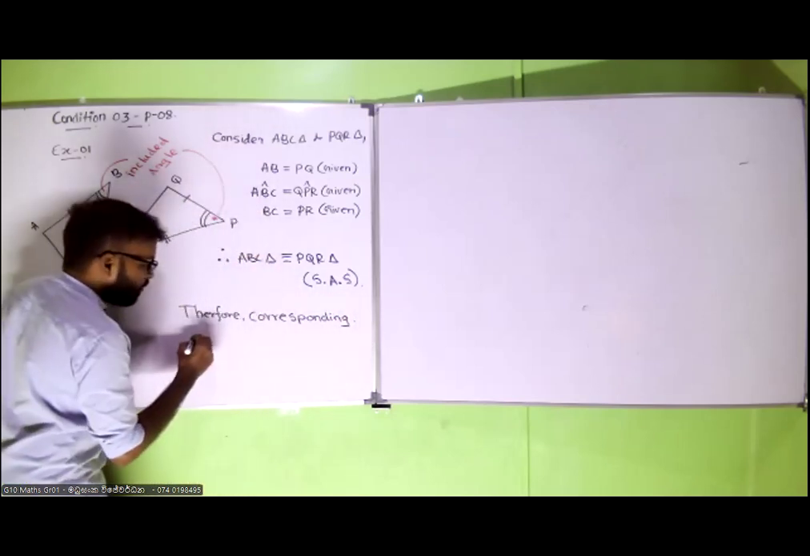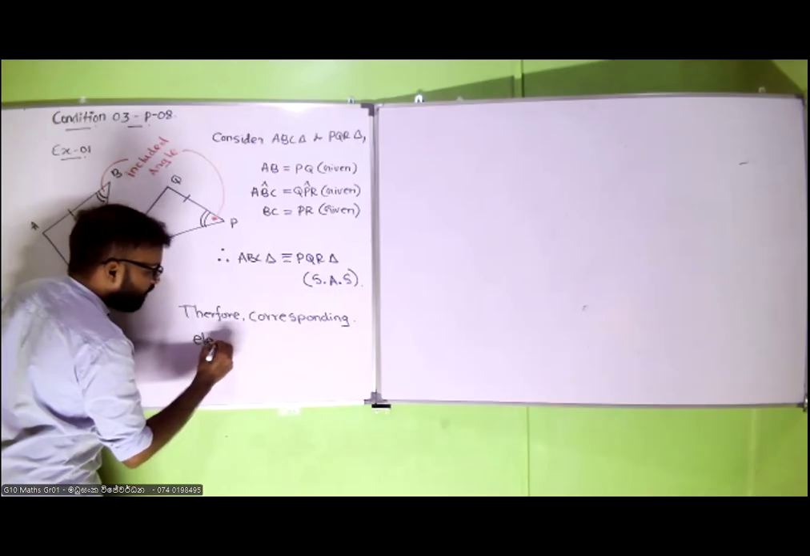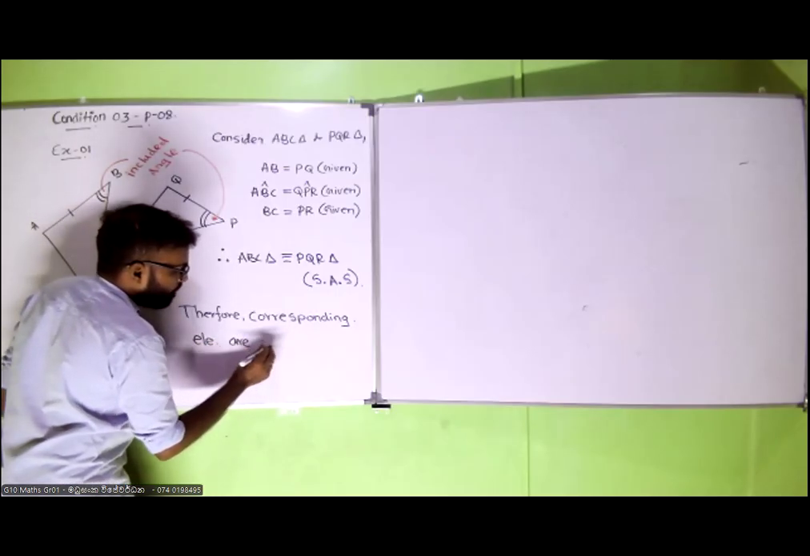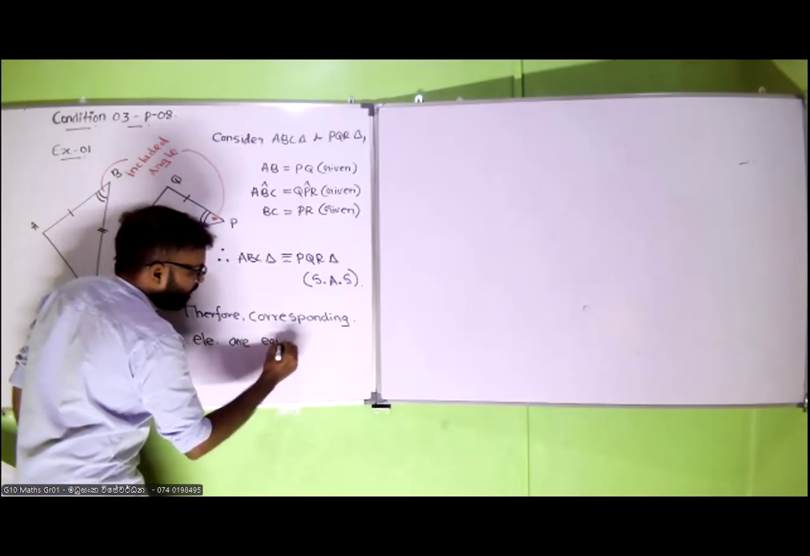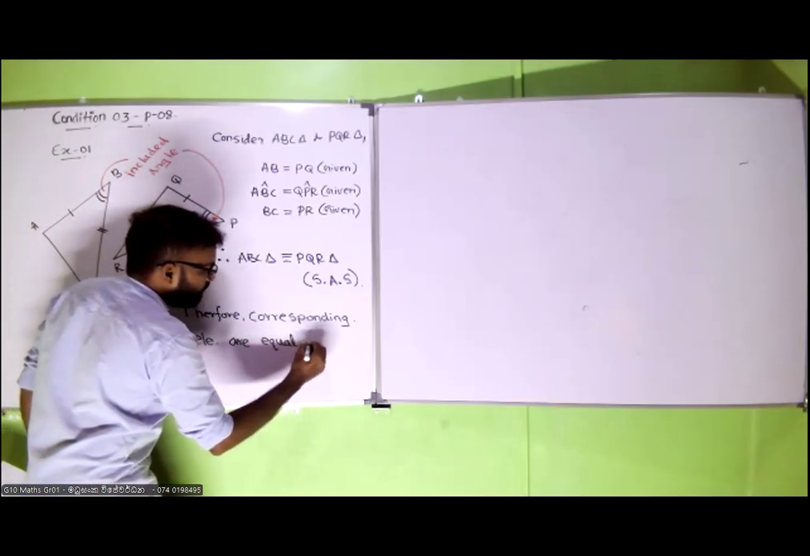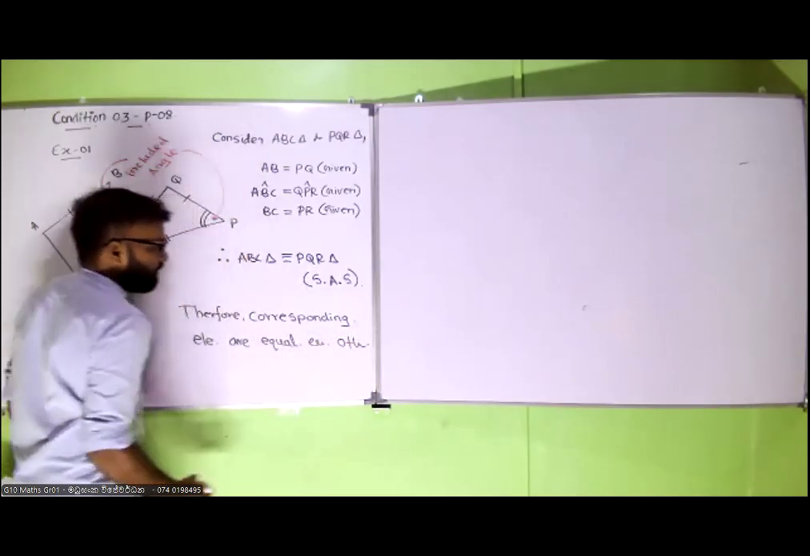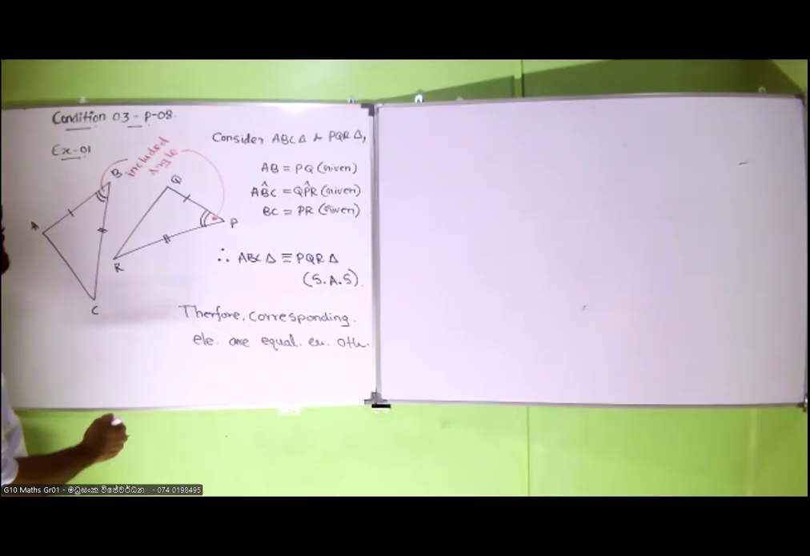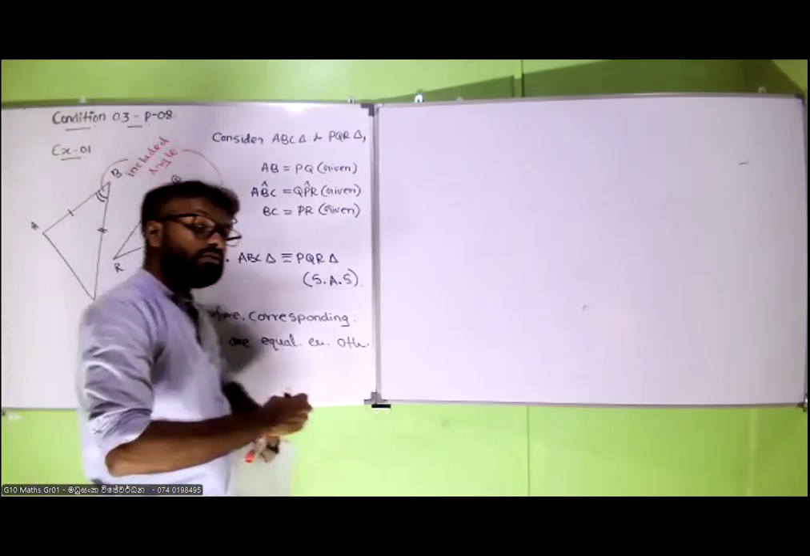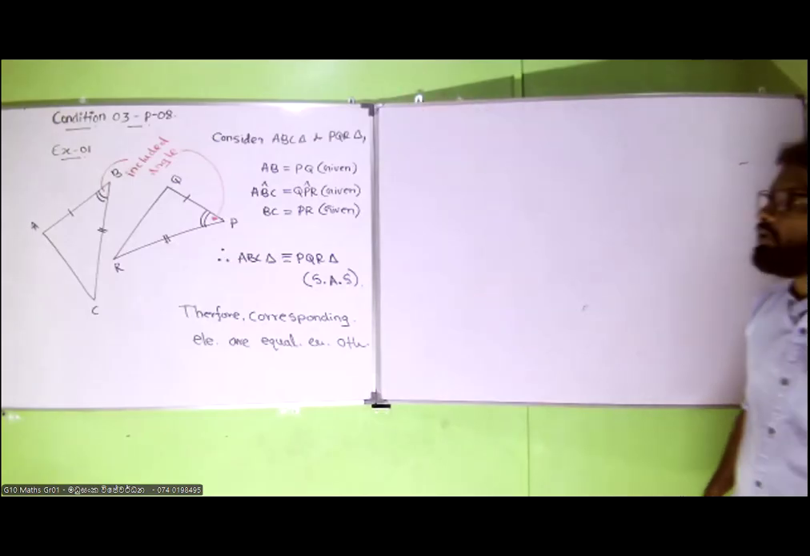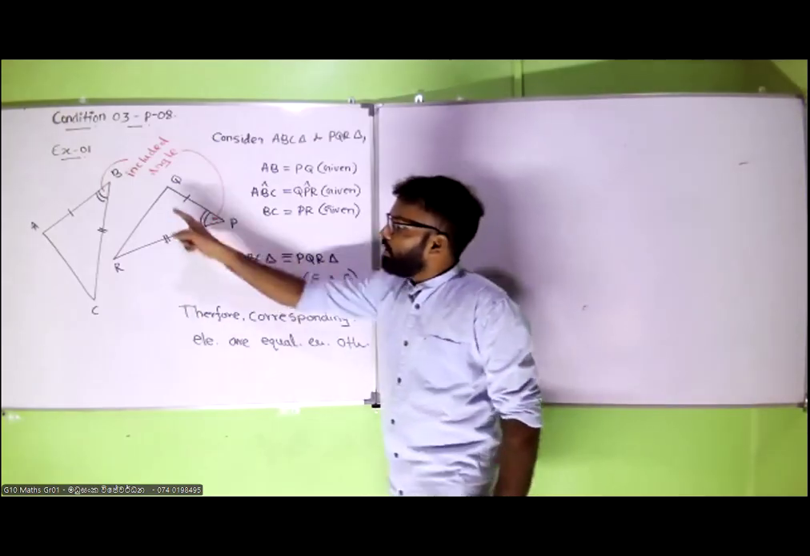I'm not going to write each and everything, you have to write corresponding elements are equal to each other. So what are the corresponding elements, and how are you going to identify your corresponding elements?